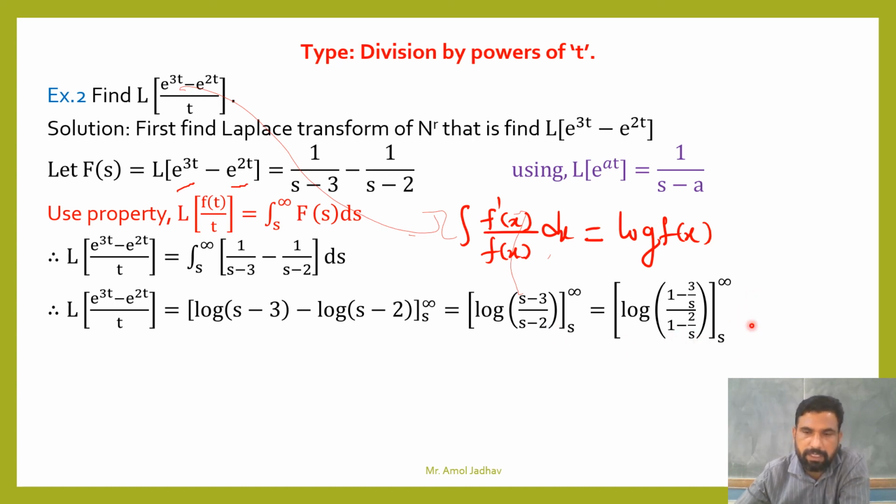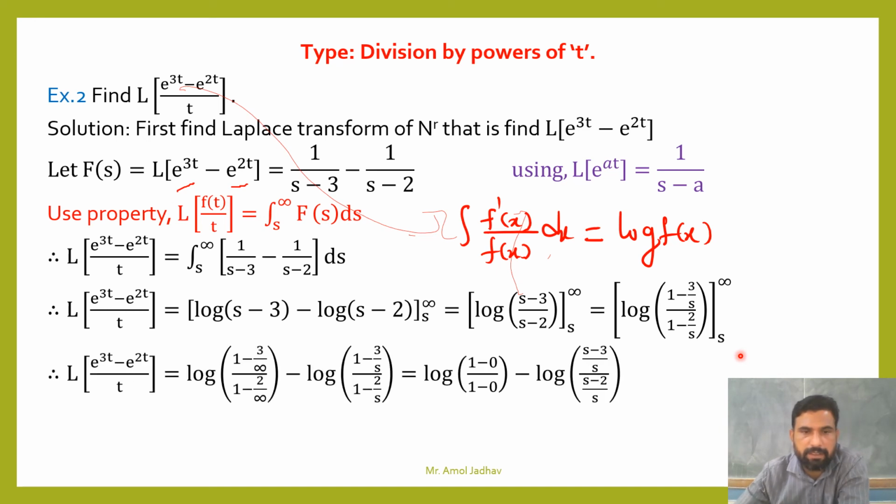Now put the limits infinity and s. For the upper limit infinity, log of 1 minus 3 upon infinity divided by 1 minus 2 upon infinity, minus, for s equal to s, log of 1 minus 3 upon s divided by 1 minus 2 upon s. Here 3 upon infinity is 0 and 1 minus 0 is 1, so the first term is log of 1 by 1, and the second term is minus log of s minus 3 upon s divided by s minus 2 upon s.